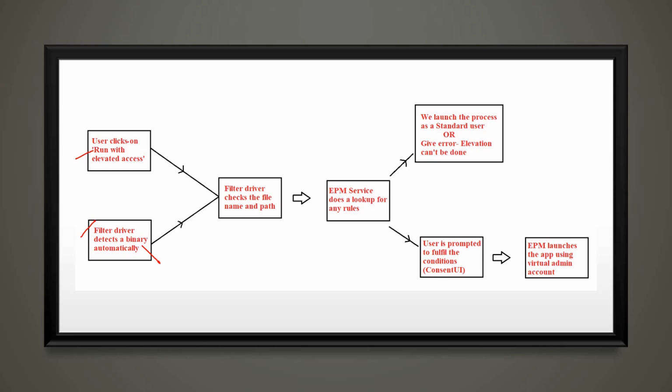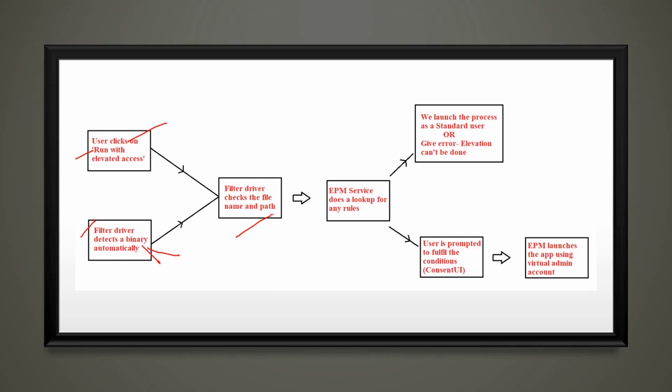So whether the user consciously clicks on run with elevated access, or there is some other application which in turn is launching this application, in both the cases, the flow is going to be triggered. Now, once the flow for EPM is triggered, the filter driver checks the file name and the file path, and it makes sure that whatever is there in the policy matches with whatever actually is happening.